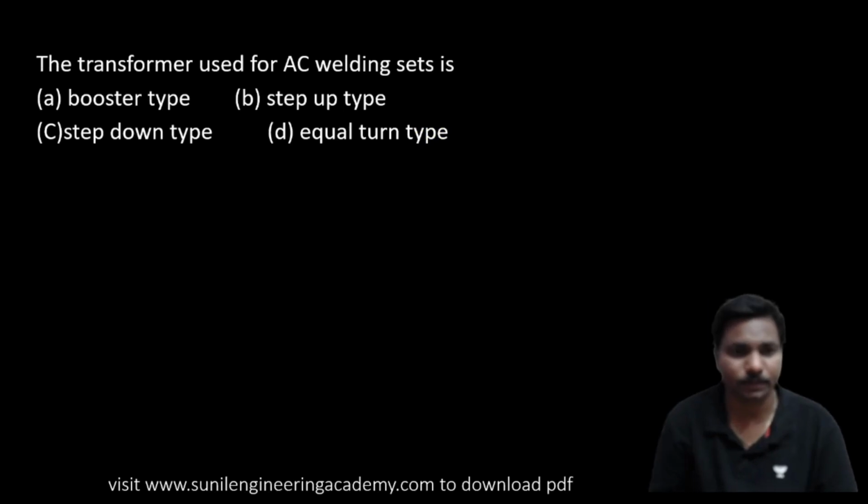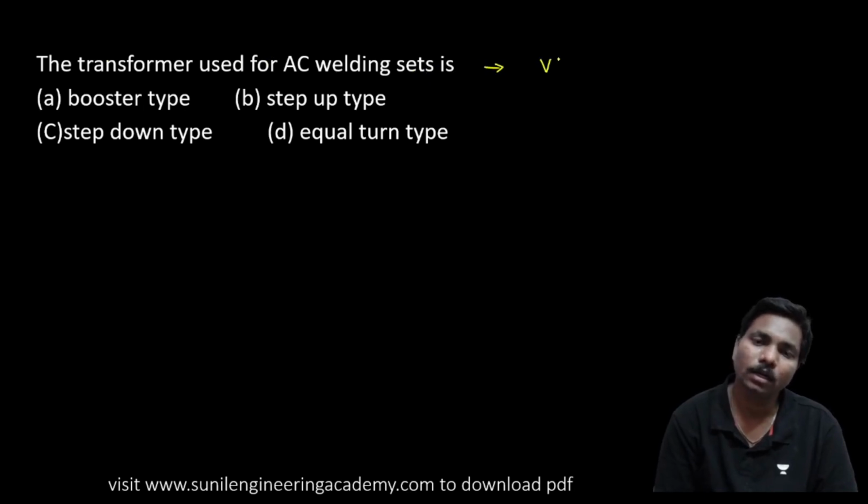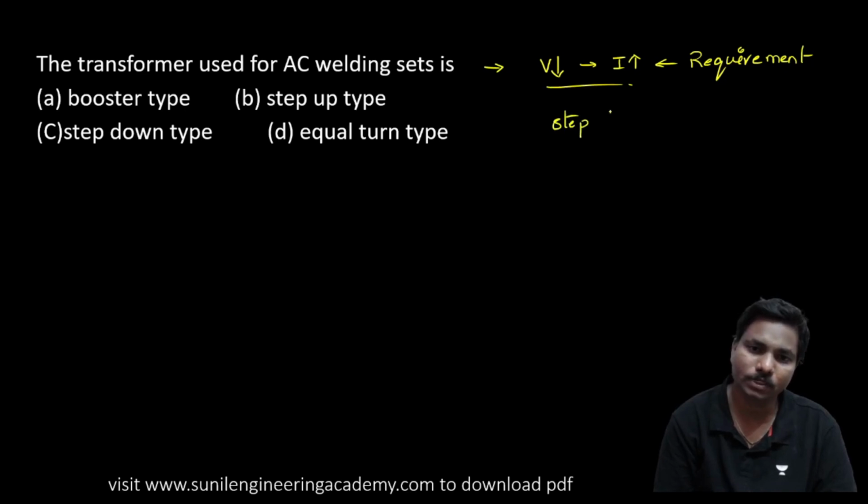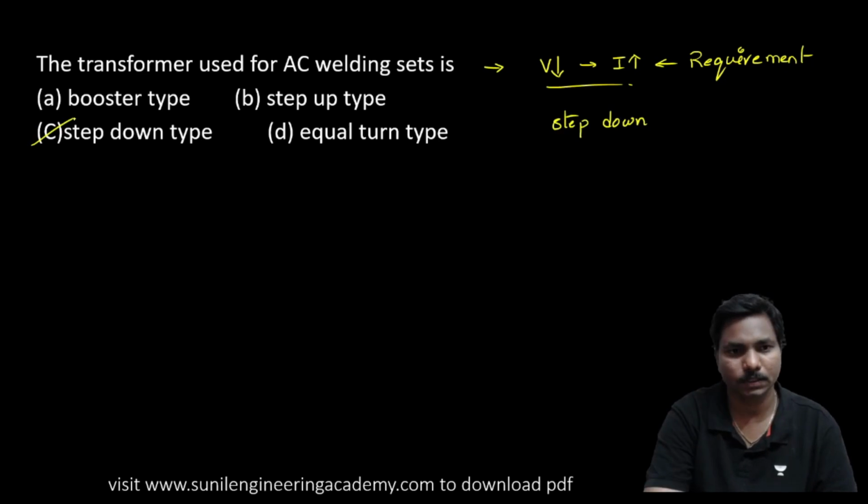The transformer used for AC welding set. In an AC welding set, the requirement is low voltage, high current. Correct? So if you want to get low voltage, then we have to use a step down transformer. So the answer is option C.